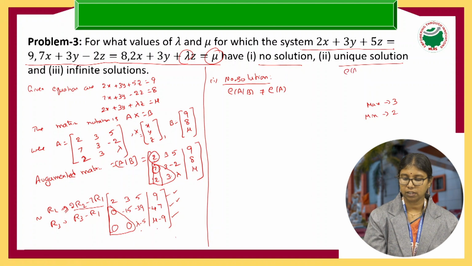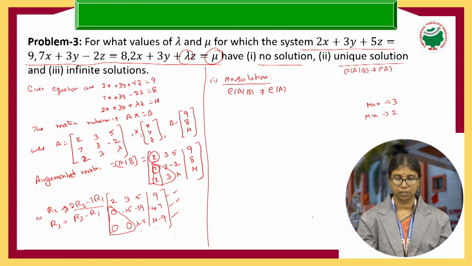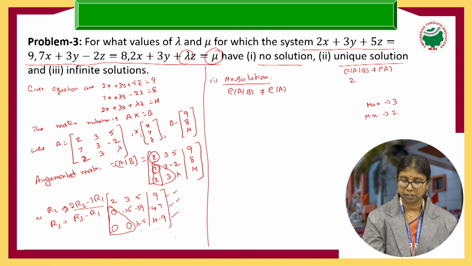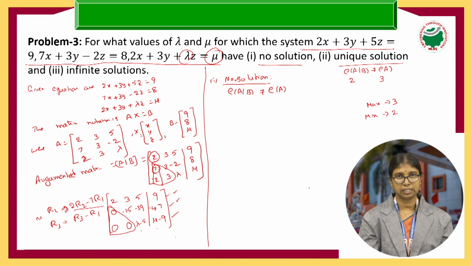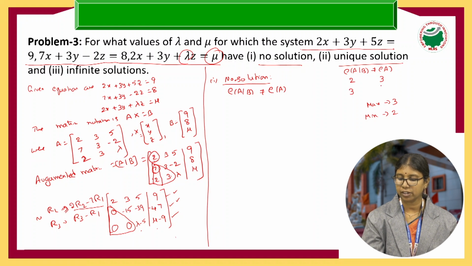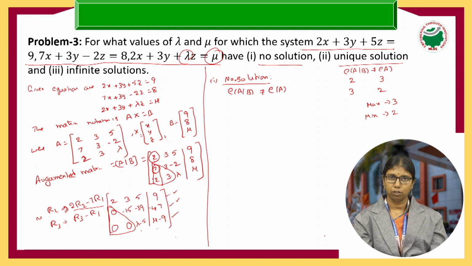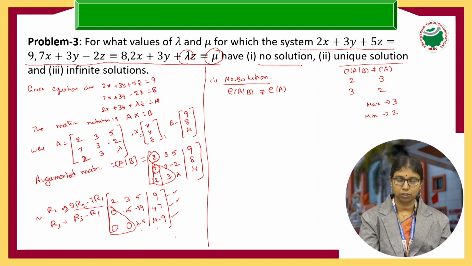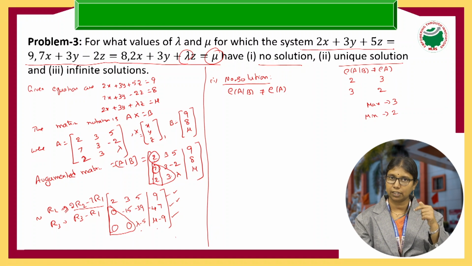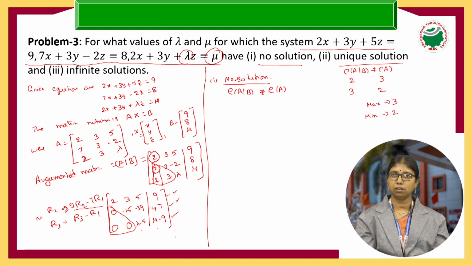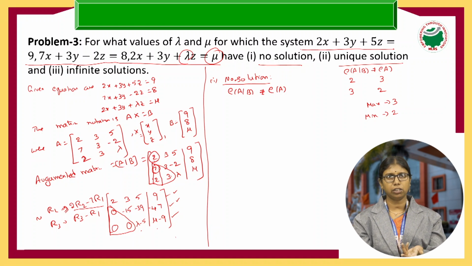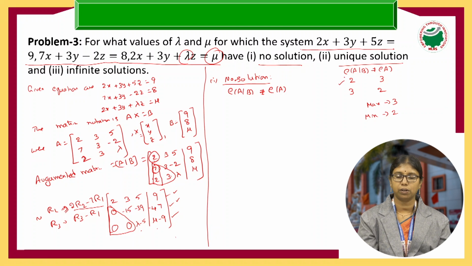What are the possibilities here? Rank of A given B is not equal to rank of A is your condition. That means either rank of A given B is 2 and rank of A is 3, or rank of A given B is 3 and rank of A is 2. We'll get only two possibilities. Both are not equal means the possible ranks are either 2 or 3. What is the case here? Not equal means either 2 not equal to 3, or 3 not equal to 2, any possibility we can choose here. First, I'll go with 2 not equal to 3.